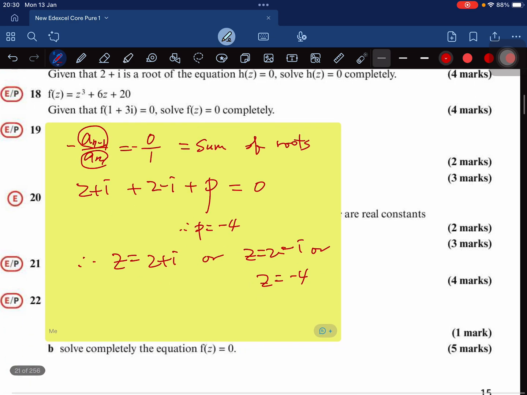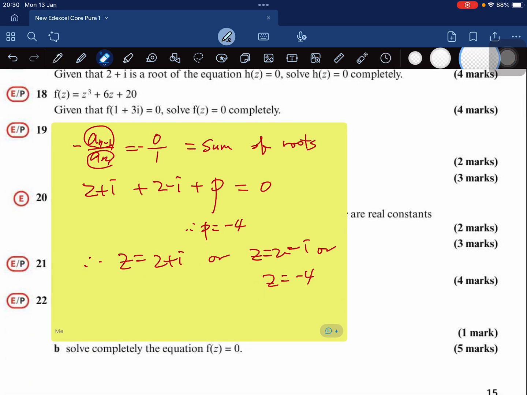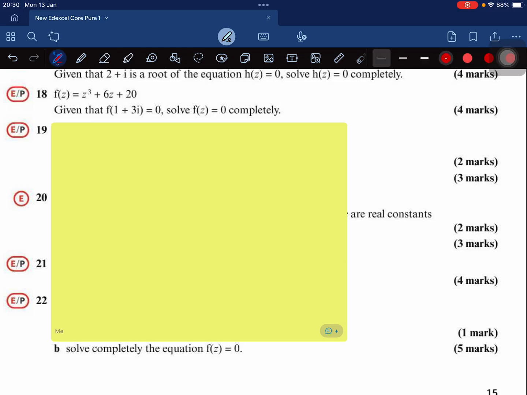Number 18, again the same. Some of the roots are 0, but we are not sure about it, so we just follow the way the textbook explains. So 1 plus 3i is a root, so z equals 1 plus 3i. We will find the quadratic factor. z minus 1 becomes 3i. z squared minus 2z plus 1 becomes negative 9. So z squared minus 2z plus 10 becomes 0.